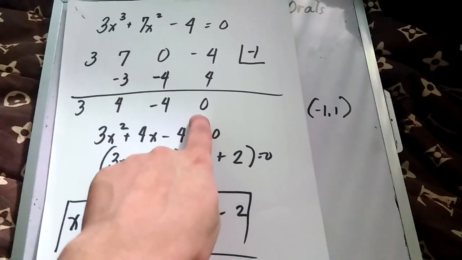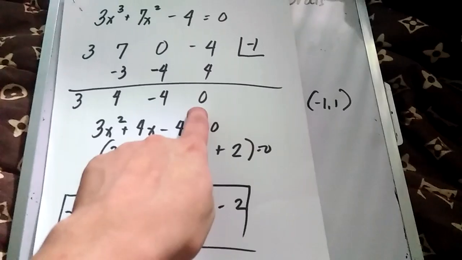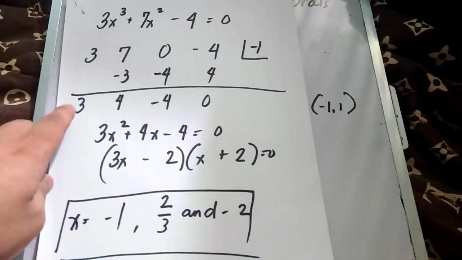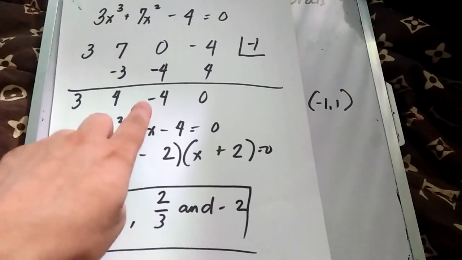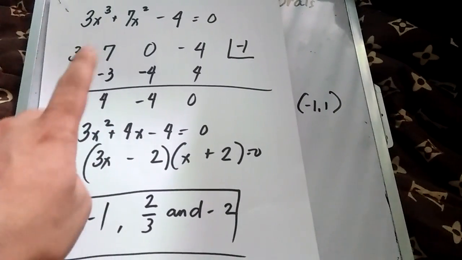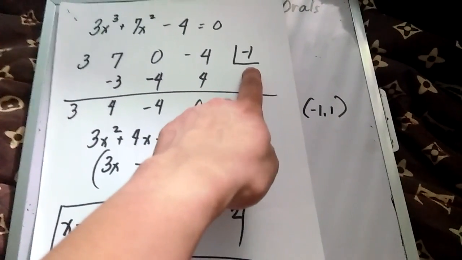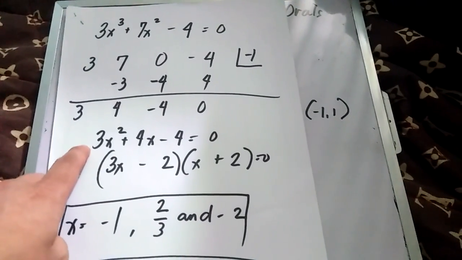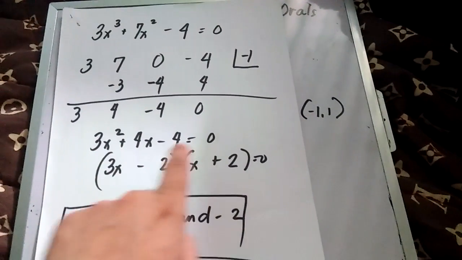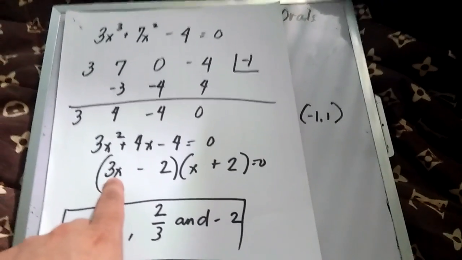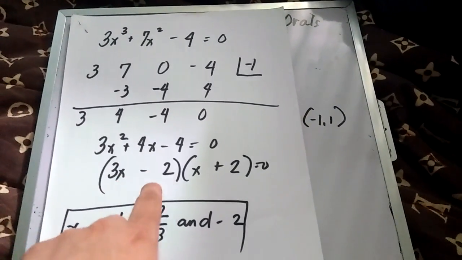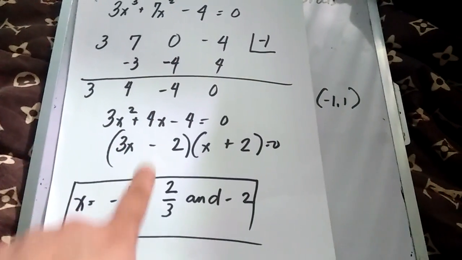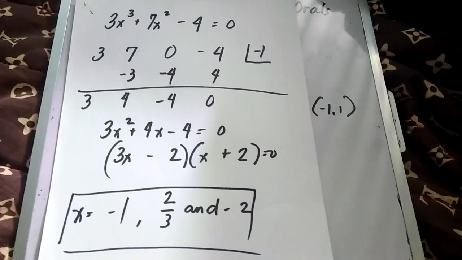As you can see, the remainder is equal to 0, meaning that negative 1 is a factor of the given equation. Therefore, we only have 3x squared plus 4x minus 4. Sir, why 3x squared, not 3x cubed? Since we already divided by a linear term, the degree of the equation will be reduced by 1. That's why it became 3x squared plus 4x minus 4 equals 0. This is just a simple quadratic equation that we can factor: (3x minus 2)(x plus 2) is equal to 0. Thus, x is equal to negative 1, that is from the first, x is equal to 2/3, and x is equal to negative 2.